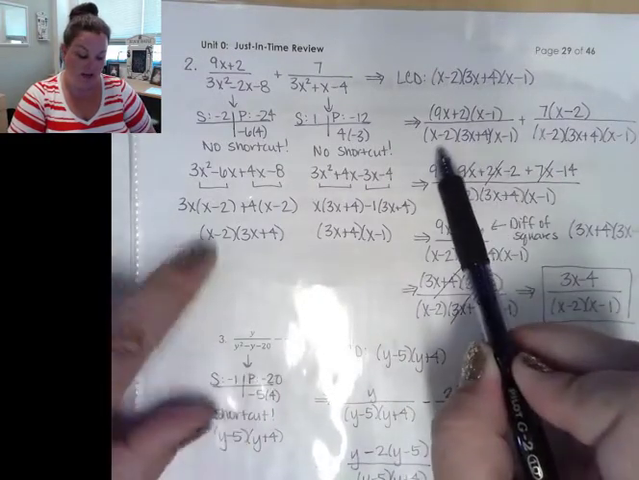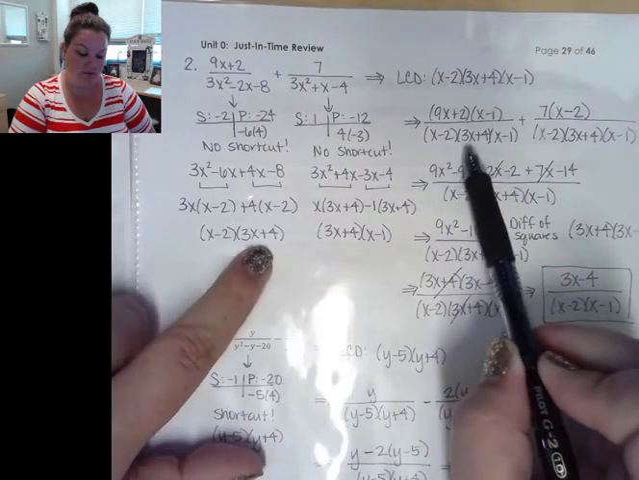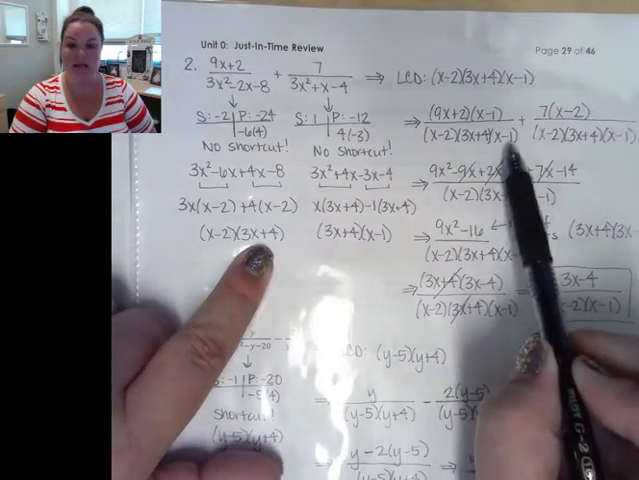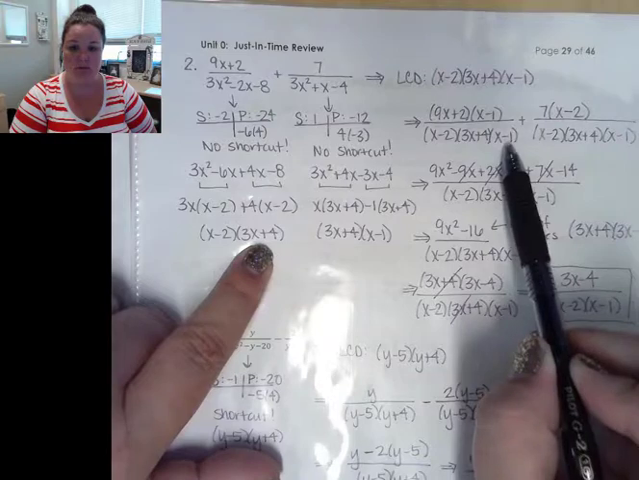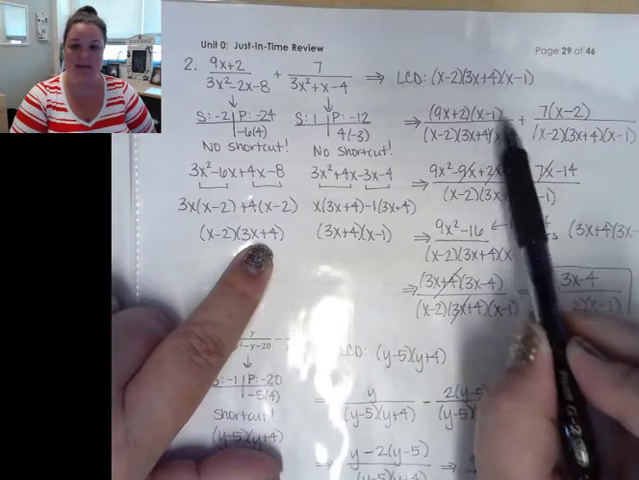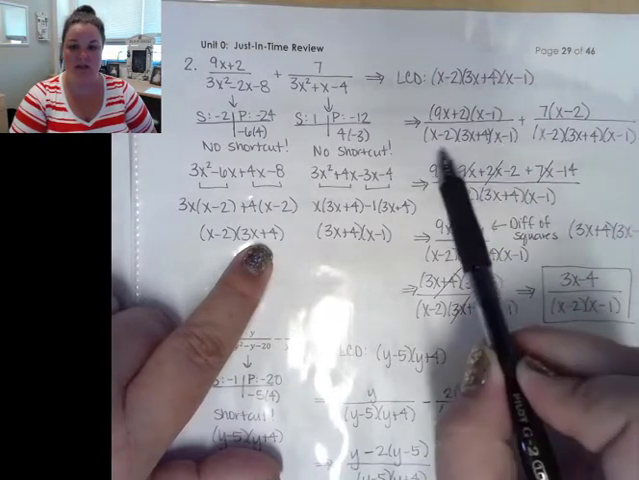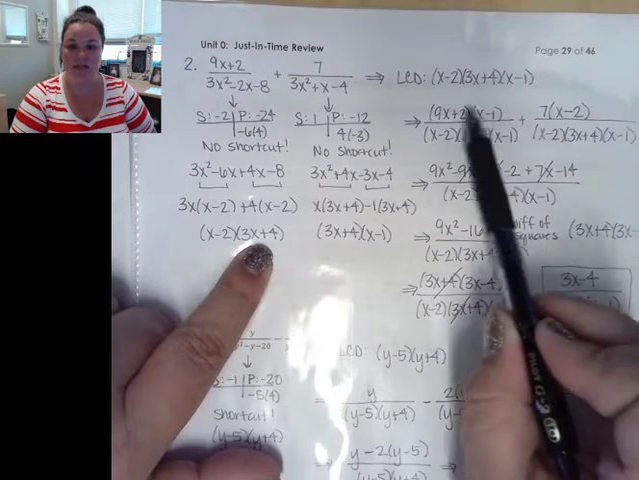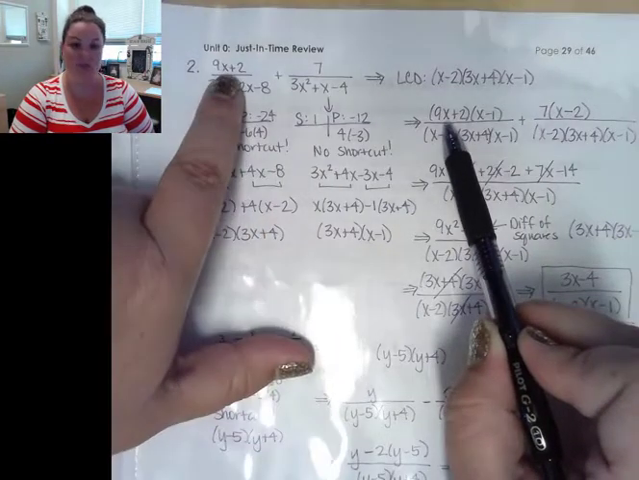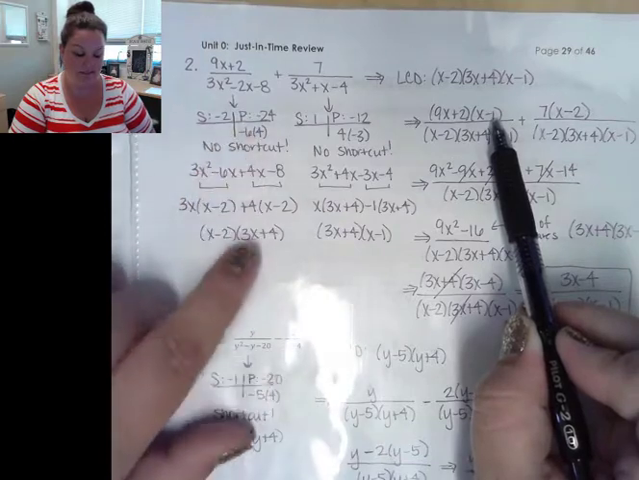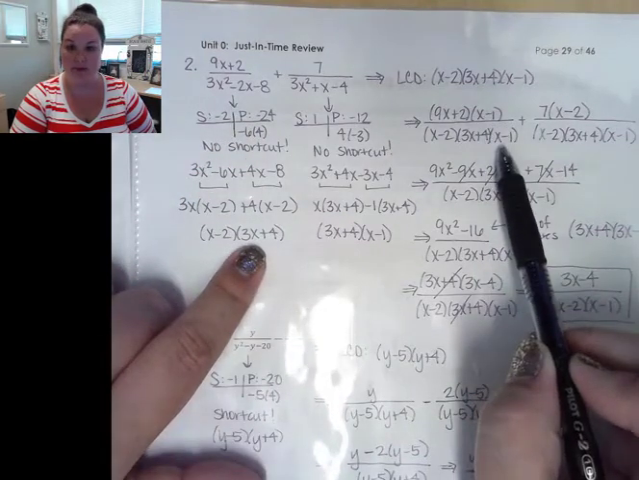So the first one, I already have the x minus 2 and the 3x plus 4, but I'm missing the x minus 1. So I need to multiply on top and bottom by x minus 1. Now the denominator looks the way I wanted, and on top I have the 9x plus 2 that was already there times the x plus 1 I need from the bottom, right?